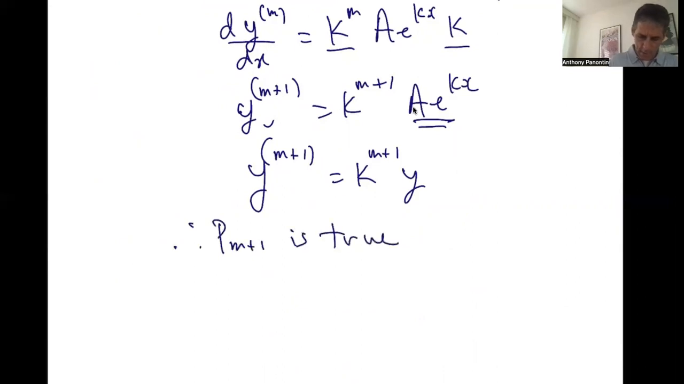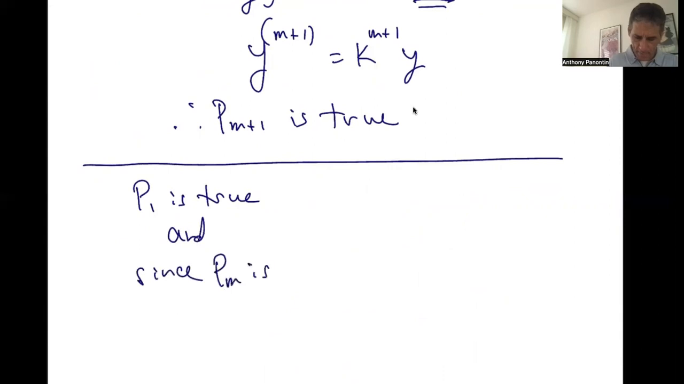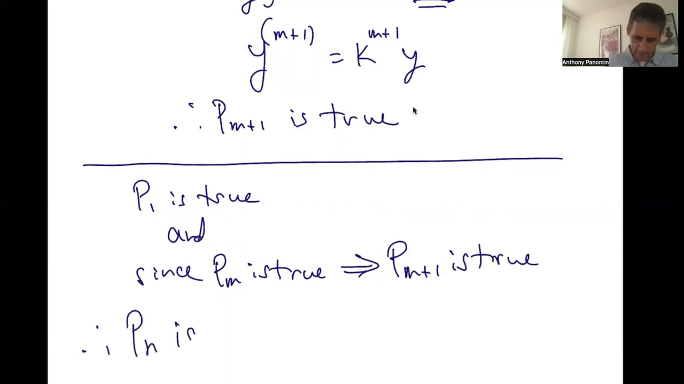Now, to finish off our proof by induction, we'll say P1 was shown to be true, and since whenever Pm is true, Pm plus 1 is true, therefore, Pn is true for all n in the natural numbers.